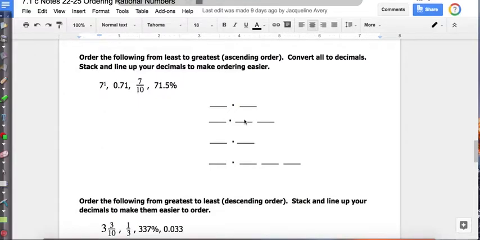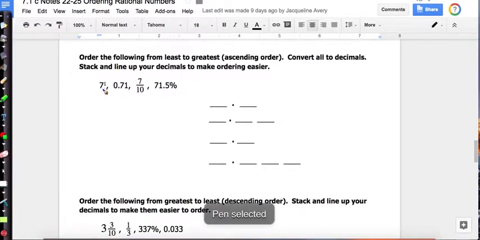To part two of my notes on comparing and ordering rational numbers. Now remember, a rational number is any number that can be written as a fraction. So on the next two examples, we're going to have to order the following. Well, in this one, we're going to order the following from least to greatest, ascending order, by converting all to decimals. Stack and line up your decimals to make ordering easier. When you do these on your own, if you'd like to change them to percents, that's great.